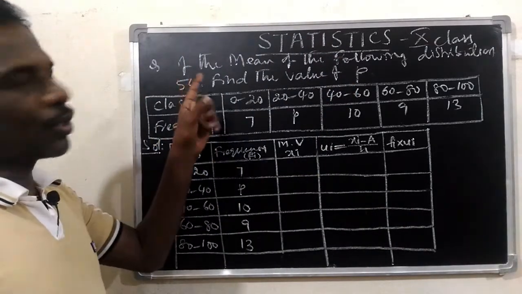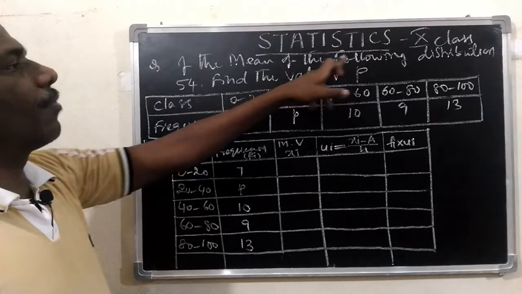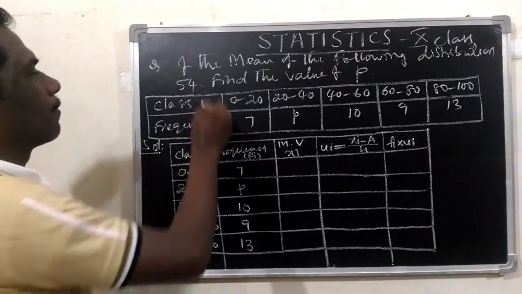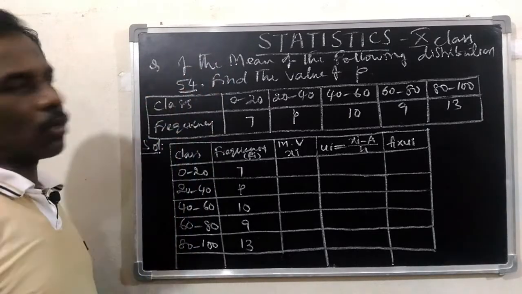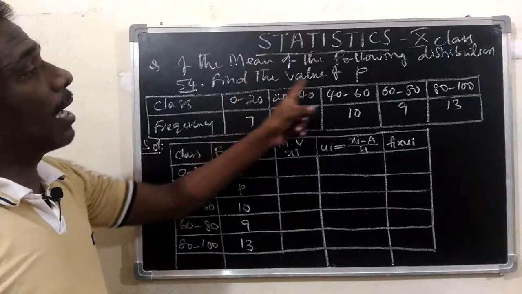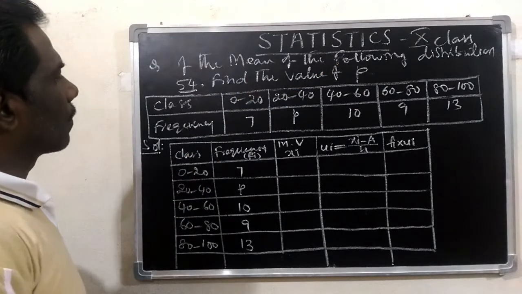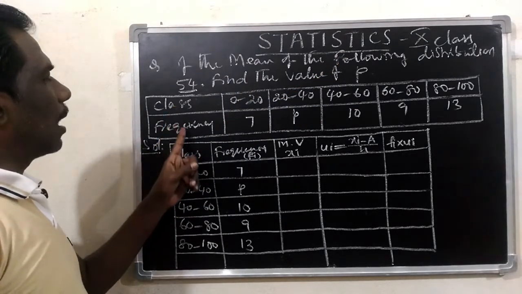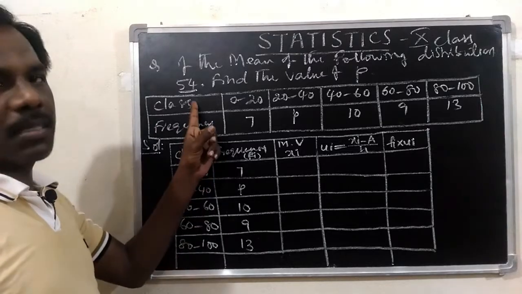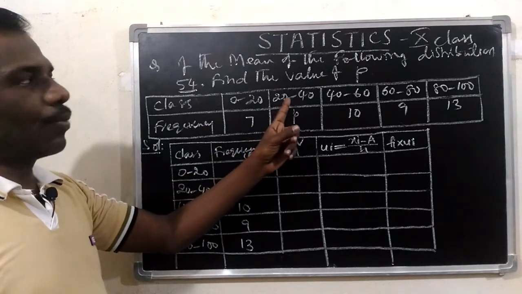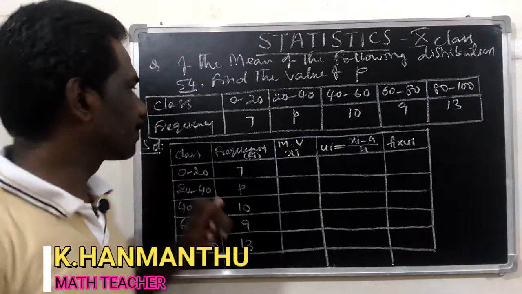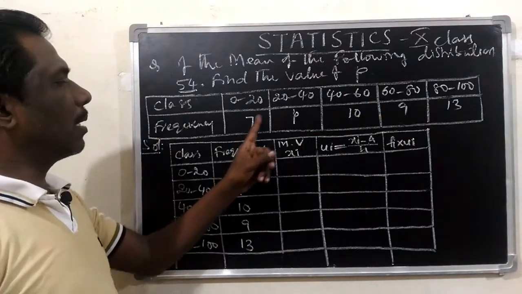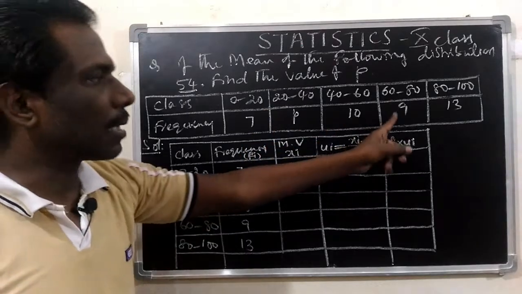Once I will read the question. If the mean of the following distribution is 54, so given the mean value as 54, find the value of P. Class and frequency. The classes are 0 to 20, 20 to 40, 40 to 60, 60 to 80 and 80 to 100, and the frequency values are 7, P, 10, 9, 13.